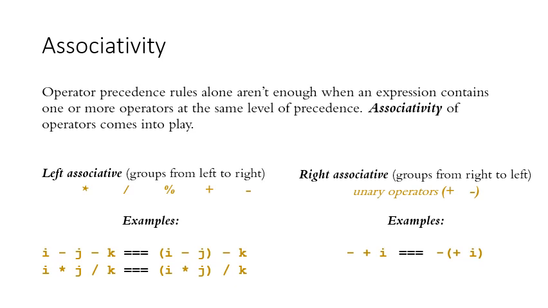Meanwhile, the unary operators are right associative, and they group from right to left. For example, we have negative plus i. We are grouping from right to left, so we group plus i first.